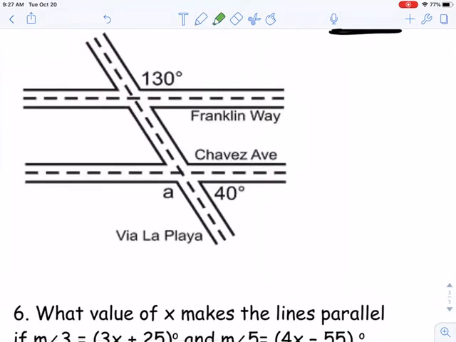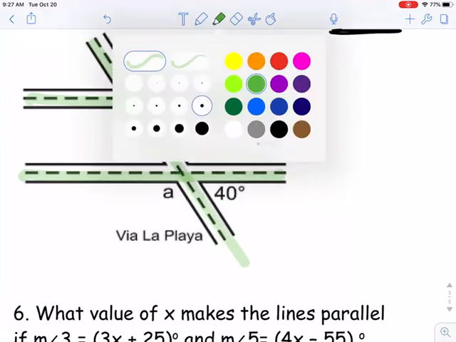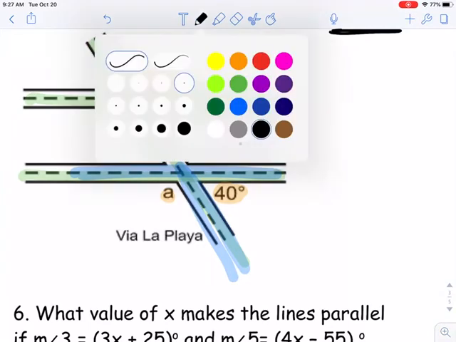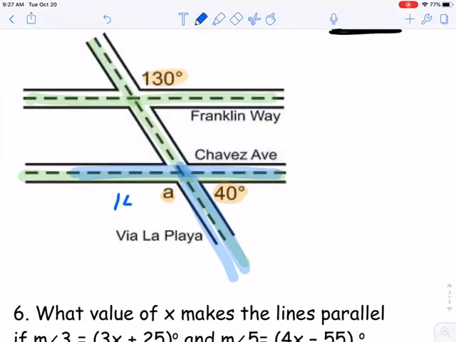All right. Well, we got this street, that street, that street. Let's identify some things. We know this is 130. We know this is 40. And it even gives us angle A over here. It probably wants us to figure out angle A. Angle A, we got a linear pair happening right here. So it's 140 degrees. 40 plus 140 equals 180.